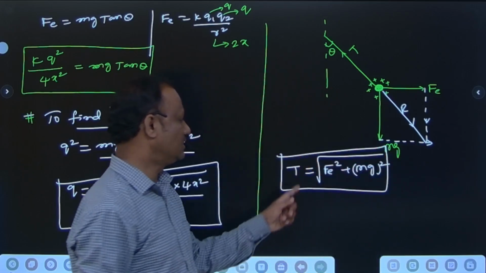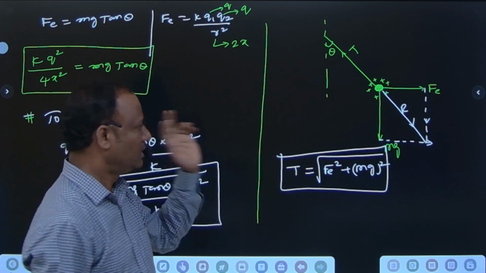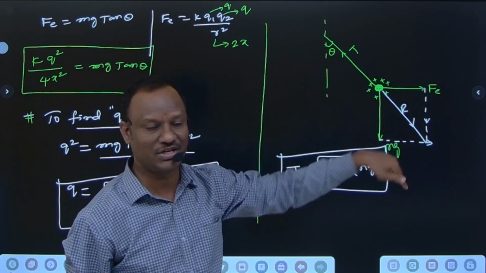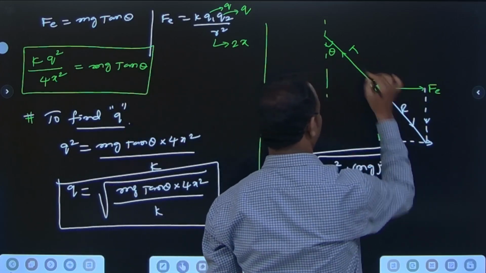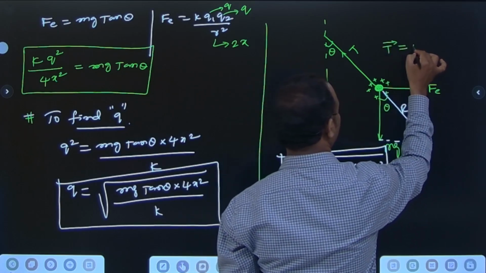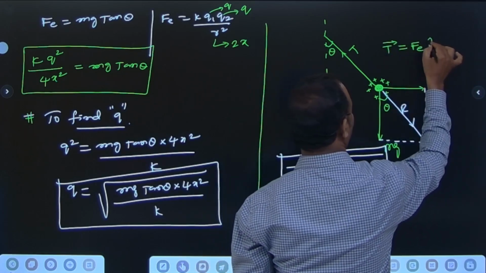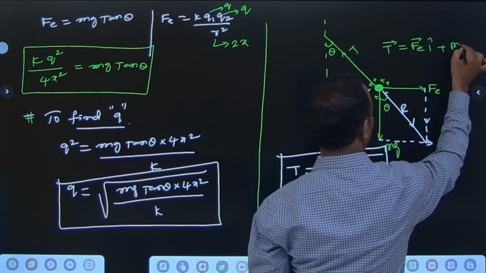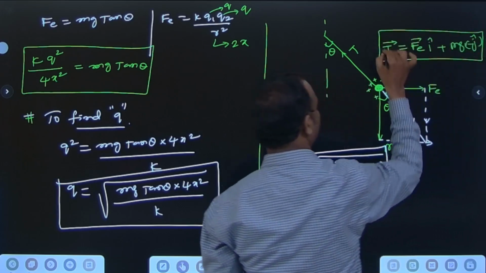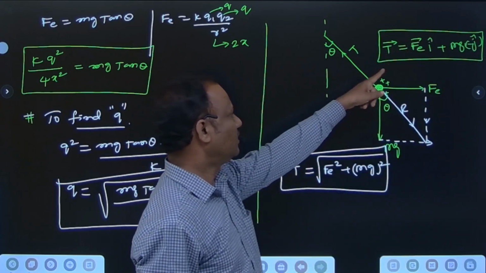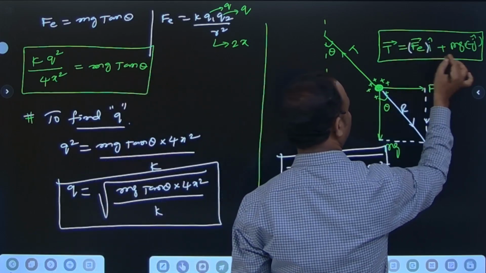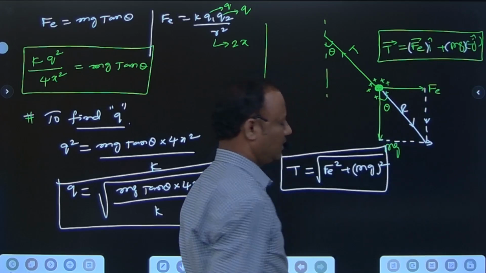T is equal to under root of Fe square plus mg square. Vectorially, T is equal to Fe i cap, plus mg downwards, which is minus j cap. This makes an angle theta. So T bar is equal to Fe i cap plus mg downwards, minus j cap. Its magnitude is the under root of Fe square plus mg square. This shows the directions.